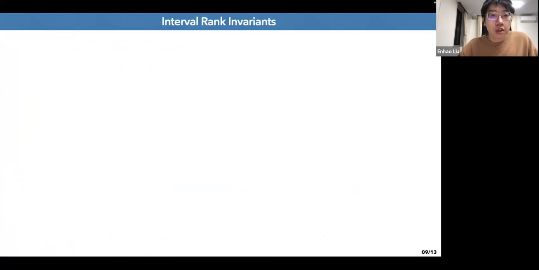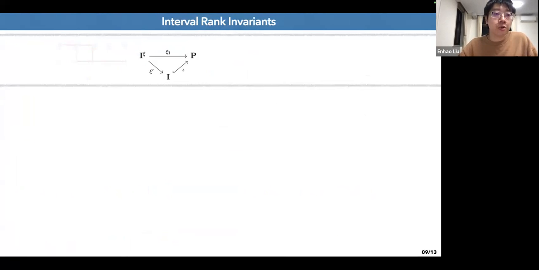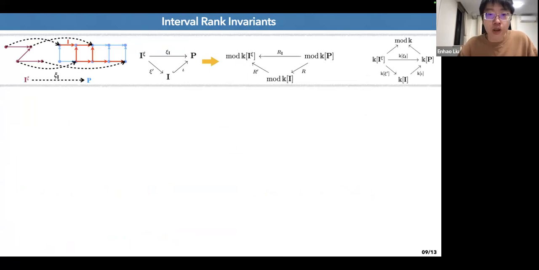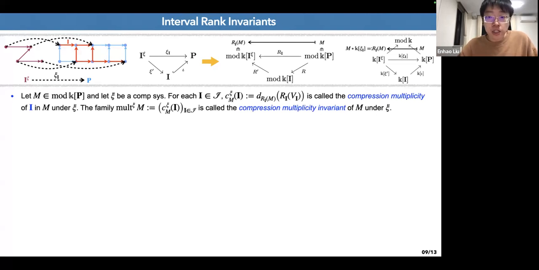Okay, great. So now we can define the interval rank invariant. Keep this commutative diagram in mind. I don't want to spend a lot of time on these diagrams, but you can think that from the poset level, we go to the module level, and we can define the restriction functor, and everything is carried to another module category, mod KXC. And you do the decomposition over there. Then we can define the compression multiplicity as we want.